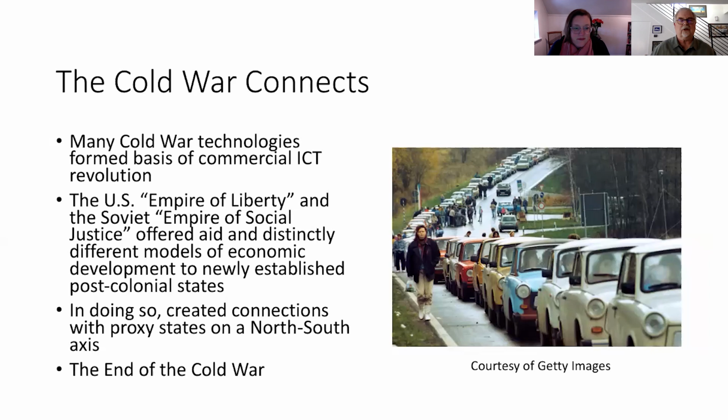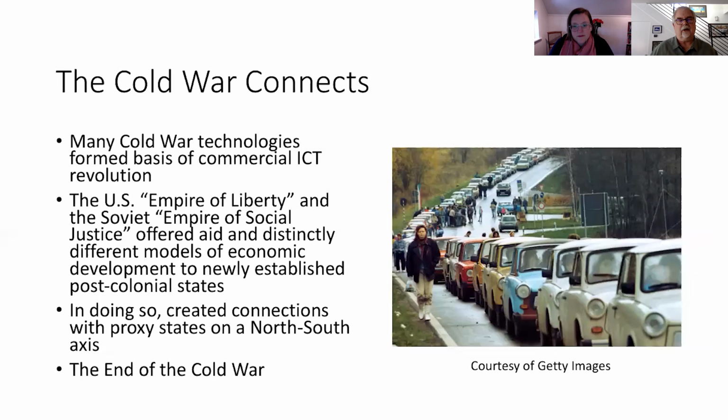The influence of the United States and the Soviet Union in the developing world, in what some call the global South, was much more extensive after the end of empire as opposed to during the process of ending empire. In other words, working with these new post-colonial states and offering them, with strings attached, different models of economic development. One based on planning and another based on market incentives.